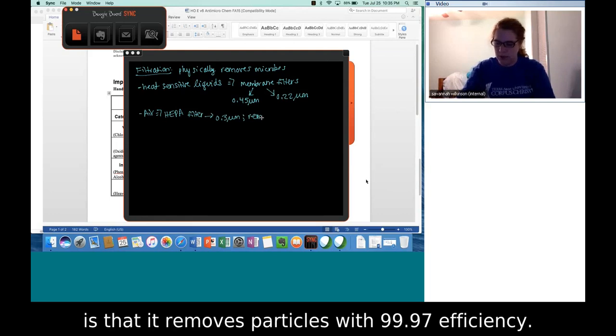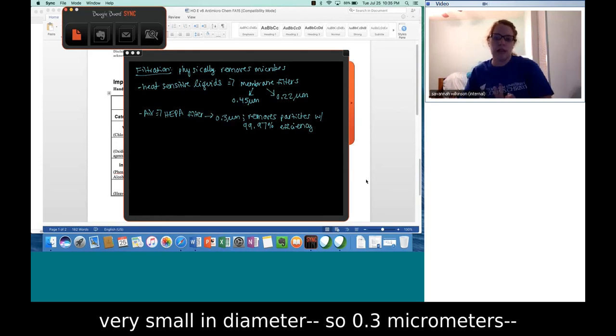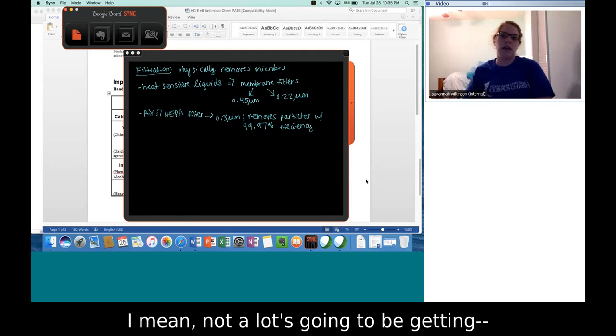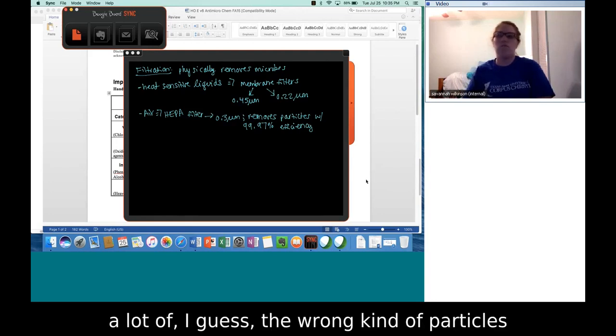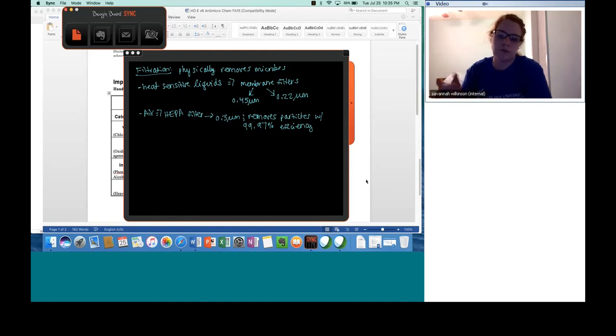What's important about the HEPA filter is that it removes particles with 99.97% efficiency. That makes sense, because if your filter pores are very small in diameter, 0.3 micrometers, the wrong kind of particles are not going to be able to get past the filter.